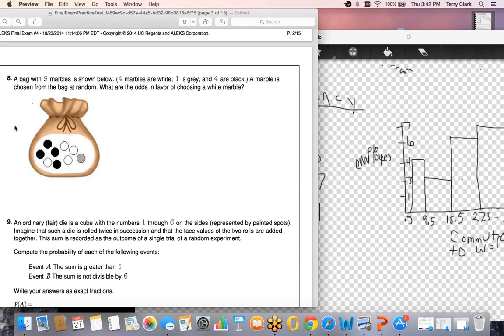All right, so here's another problem for you guys. Let's see if you guys can do this one. This is going to be like an odds problem. It says a bag with 9 marbles is shown. 4 marbles are white, 1 is gray, and 4 are black. A marble is chosen from the bag at random. What are the odds in favor of choosing a white marble? Okay, now odds are different than probability.